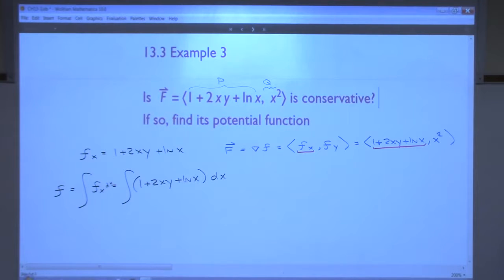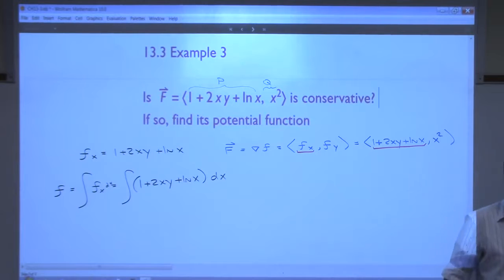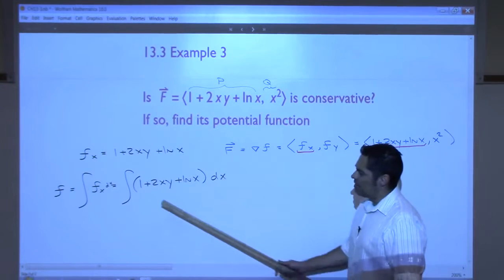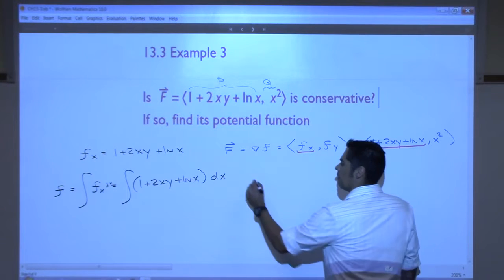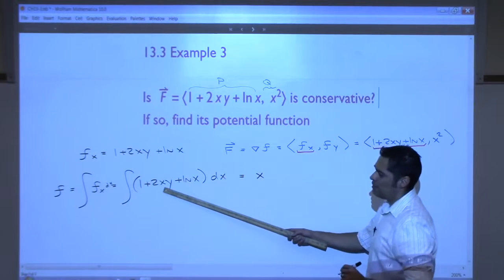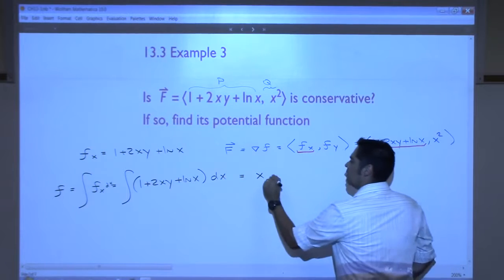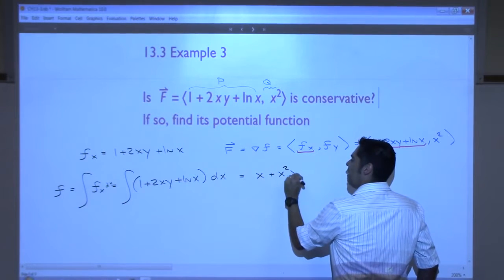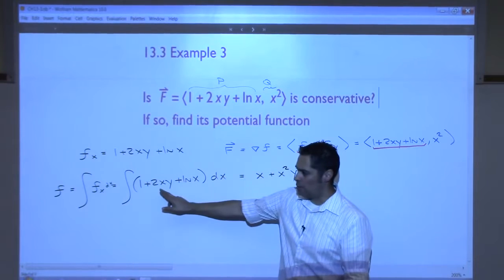The reason we're calling it partial integration is because we're integrating with respect to only one of the variables. Right? We have two. So just think backwards now. What's the antiderivative of 1 with respect to x? Just x. What's the antiderivative of 2xy with respect to x? x squared y, right? And just double check. If I take the derivative of that with respect to x, I would get 2xy.